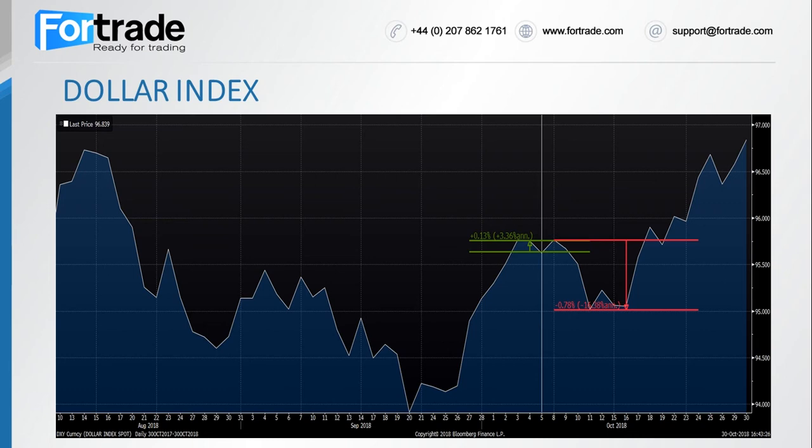Another exceptional political factor to bear in mind is that even as the NFP figures were being released, investors had one eye on the US midterm elections, which took place on November the 6th, which was, as you can see, during the period when the greenback fell.